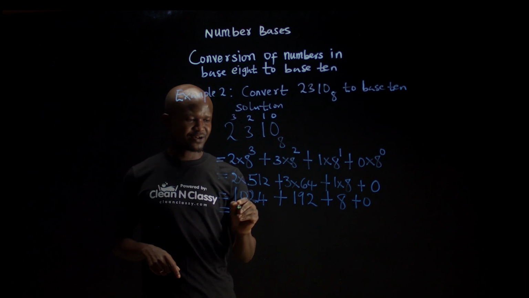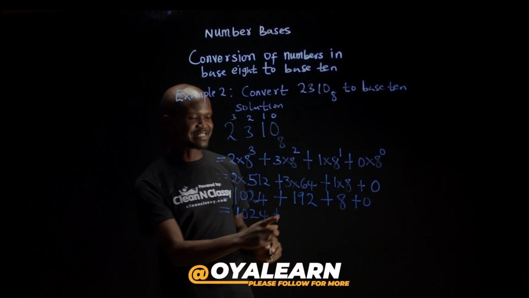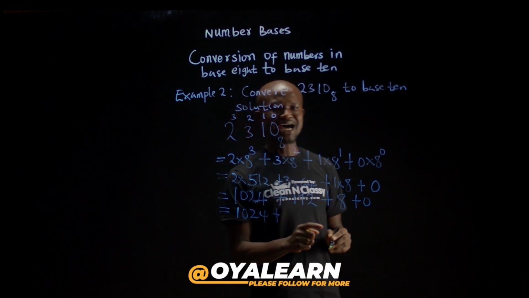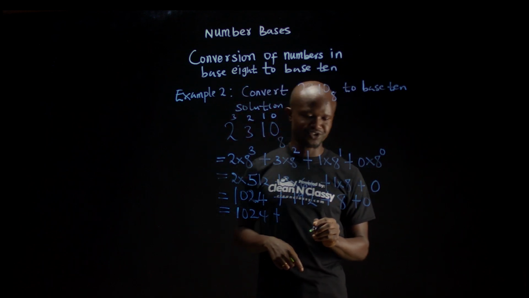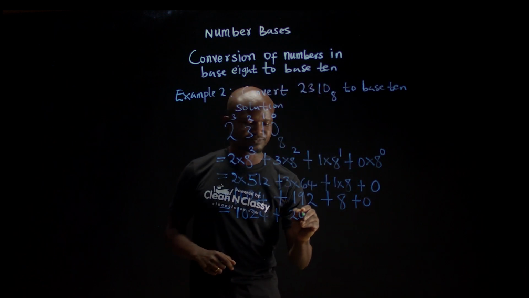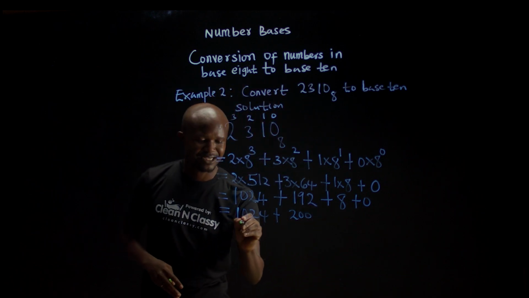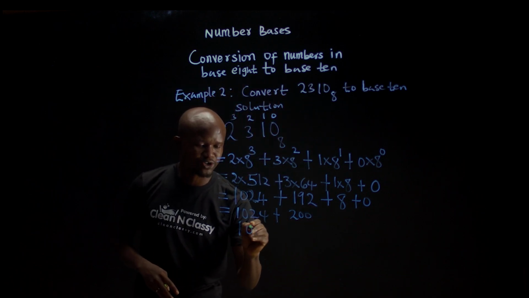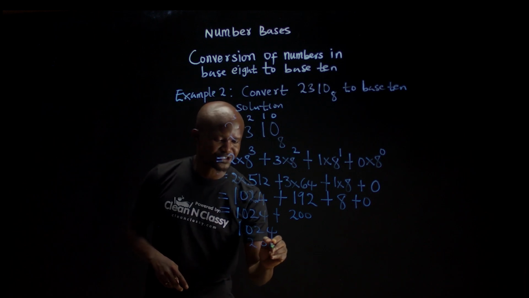Now we are going to add. We can say 1024 plus, let's add this part. 192 plus 8, what do we have? That is 200. And 200 plus 0, that's also 200. So we add what we have here now. Let's add 1024, then we add 200.